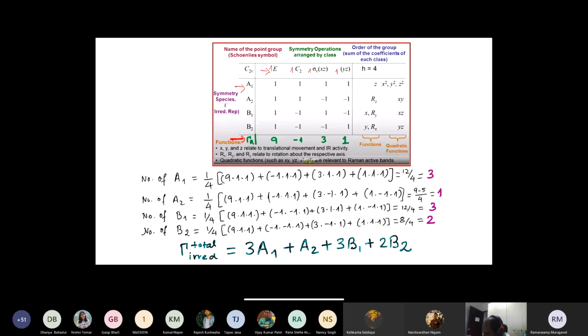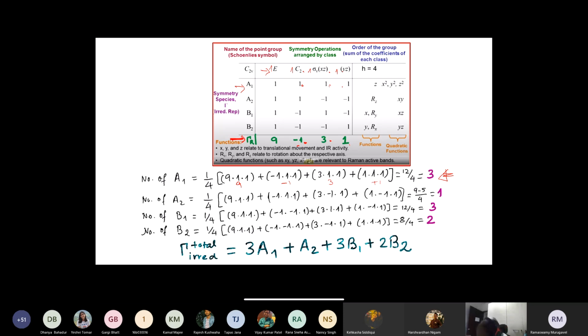symmetry operation. So 9 into 1 into 1, minus 1 into 1 into 1, 3 into 1 into 1, and then 1 into 1 into 1. So this is 9, this is minus 1, this is plus 3, this is plus 1. So plus 1 and minus 1 cancel, 9 plus 3, 12. 12 by 4 is 3. So the number of times A1 occurs, in other words, the total degrees of freedom which have A1 symmetry, are 3.